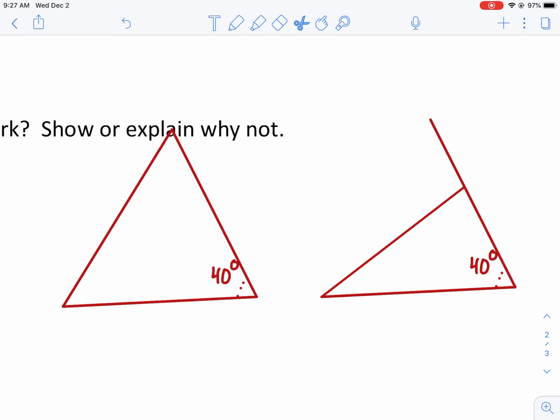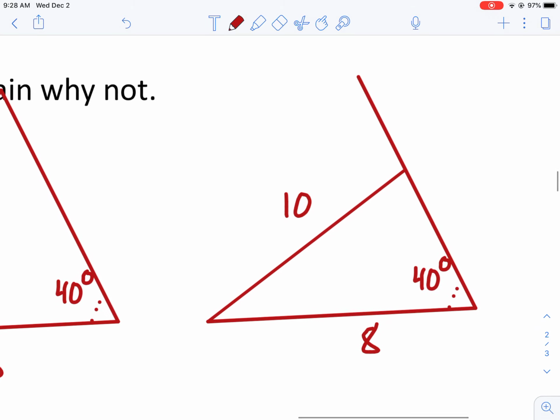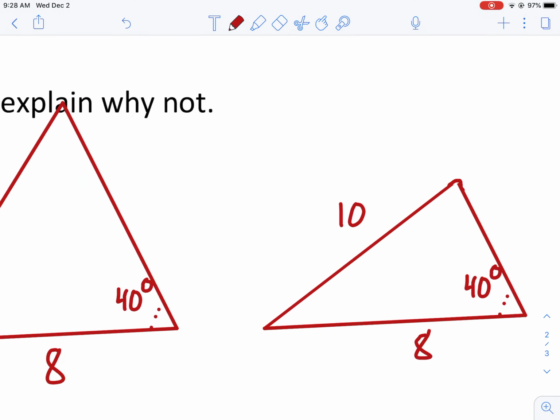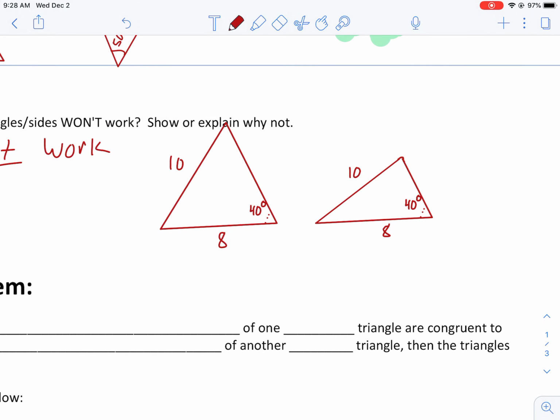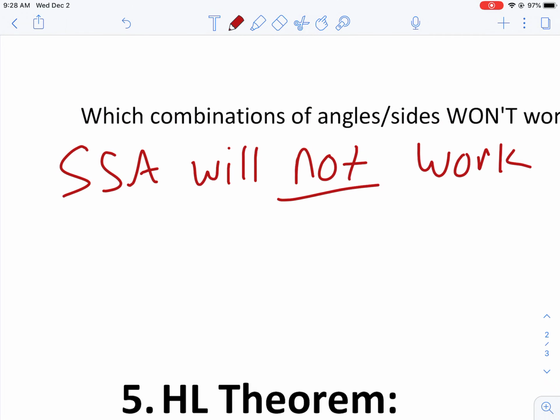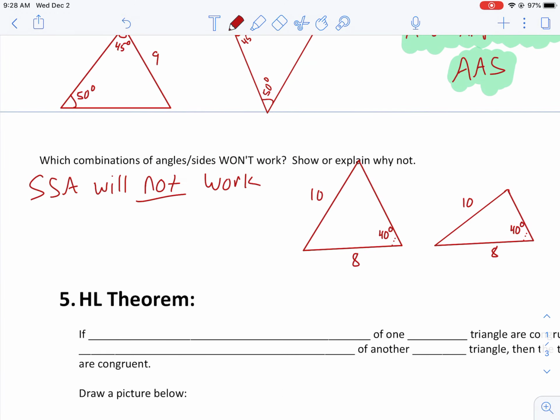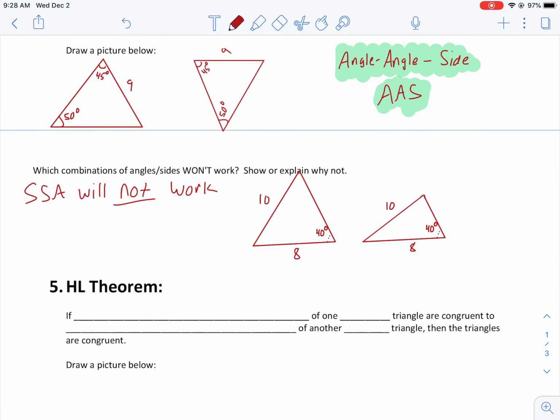You can go like that. So there's actually two spots where it can hit. So this could be like 10, 8, 40. This could be 10, 8, 40. And it actually makes a different triangle. So that's why basically you can't do SSA. You also can't do ASS either, but I'm not writing that out in this video. So SSA will not work. If you try and use it, you're going to be wrong.